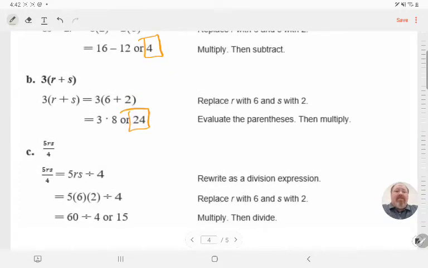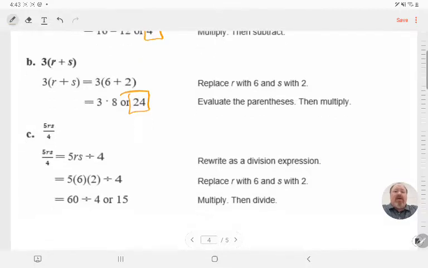Now, we have 5 times r times s, all divided by 4. We plug in what we know for r and s, which is 6 and 2. And so then we just simply go left to right because it's all multiplication or division. 5 times 6 is 30. 30 times 2 is 60. 60 divided by 4 is 15. Okay?